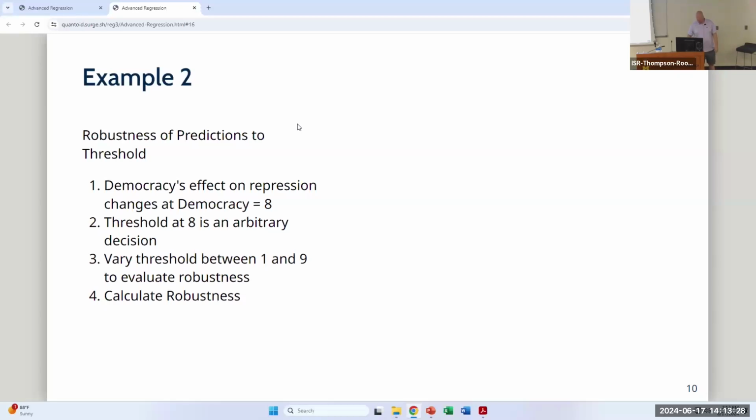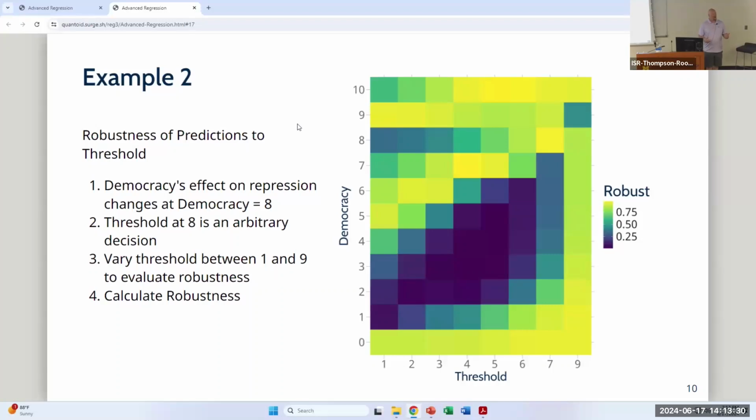at 8. And so we might wonder, well, how robust are our predictions from that model to that particular cut point? And the answer is really not very. That cut point's doing a lot of heavy lifting in this model, and if we change it one direction or the other, some of the values or the robustness of some of the predictions that we make, particularly for democracy in the kind of low middle ranges, really suffer.